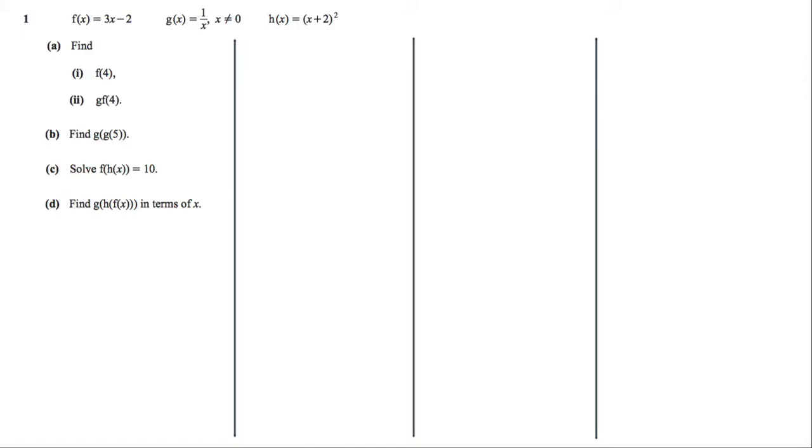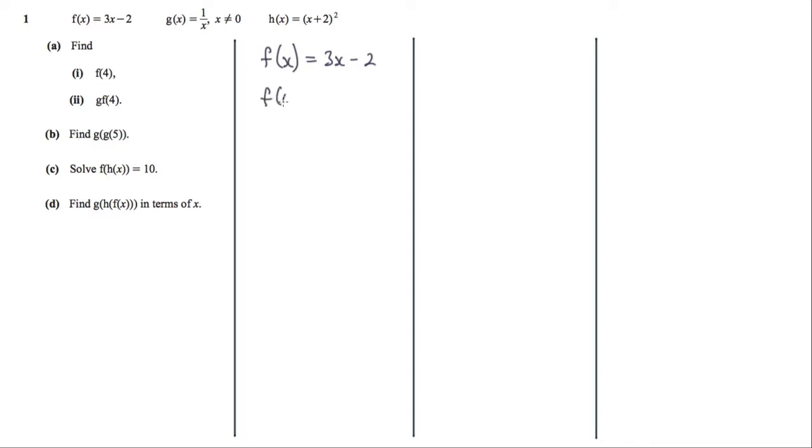So here we have the solution for question 1. And for part A, part 1, we're required to find f of 4. So that should be fairly straightforward. Let's look at this function f of x. We can see that f of x is equal to 3x minus 2. So f of 4 means that wherever we see an x, we're going to replace it by 4.